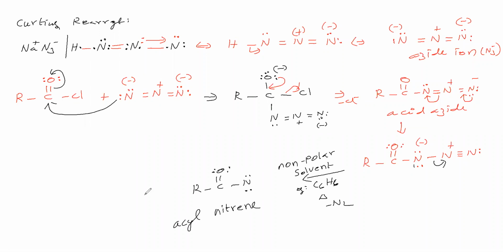In the next step, the R group takes the bond pair and migrates as R minus to here. The lone pair is migrating here. So we will get O double bond C double bond N-R. It is called an isocyanate.